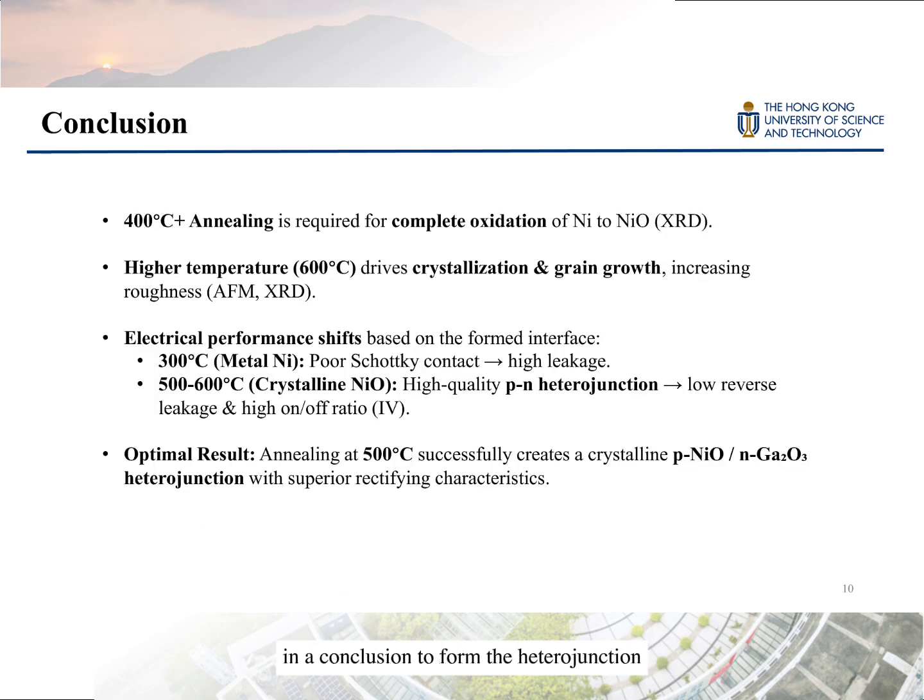In conclusion, to form the heterojunction, annealing above 400°C is necessary for complete nickel oxidation. Higher temperatures, like 600°C, enhance crystallization and increase surface roughness. Electrically, this transforms the interface. 300°C leaves metallic nickel and poor performance, while 500 to 600°C creates a true crystalline PN junction.